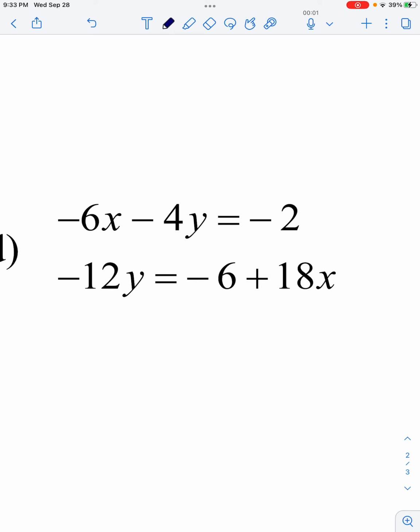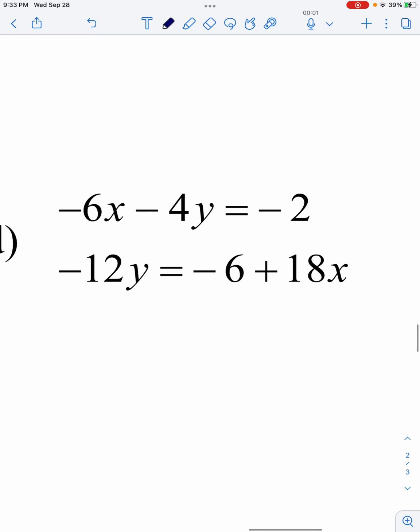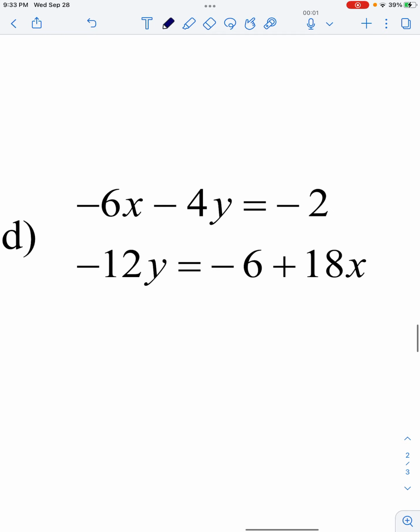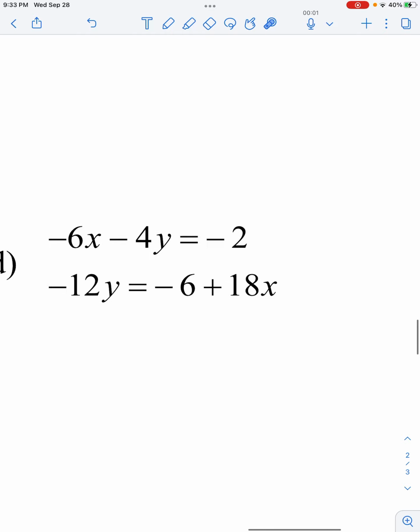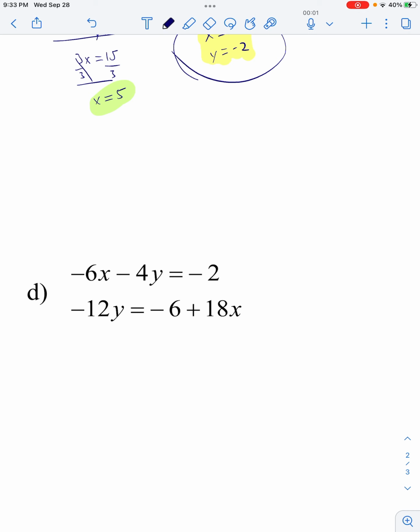This one explicitly says to use elimination, so we're going to do that, okay? The only difference here is that the top equation's in standard form, with the constant term by itself. The bottom is almost in slope-intercept form. It's easiest to use the elimination method when both equations are in standard form. My top equation is in standard form. My bottom, not quite there, right?